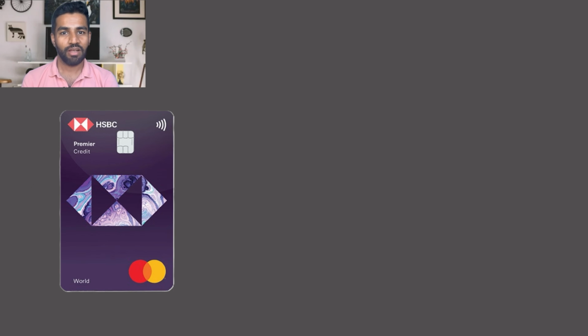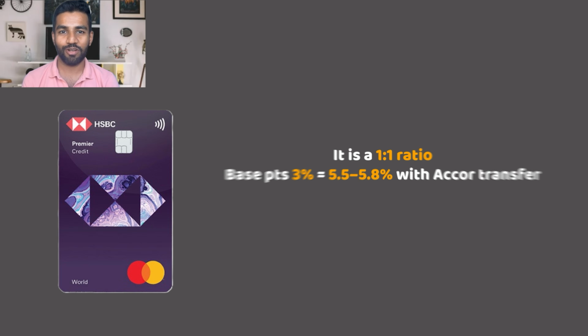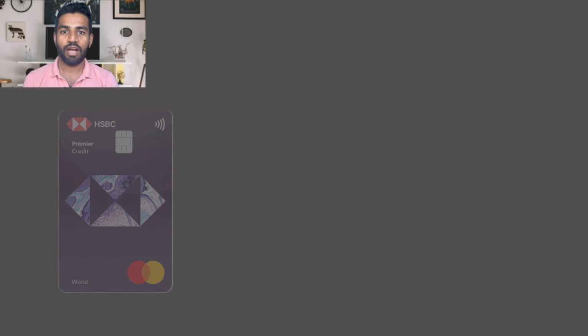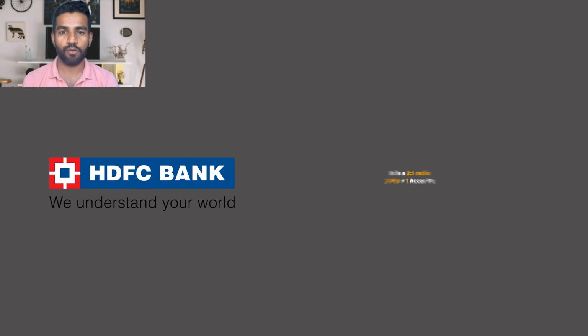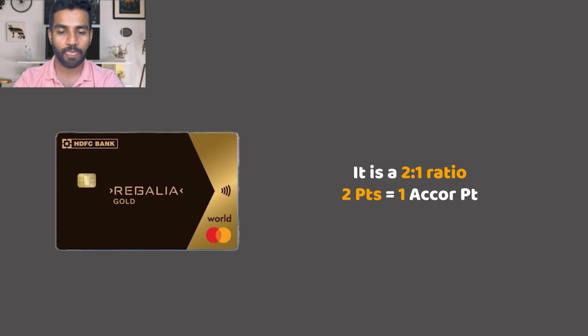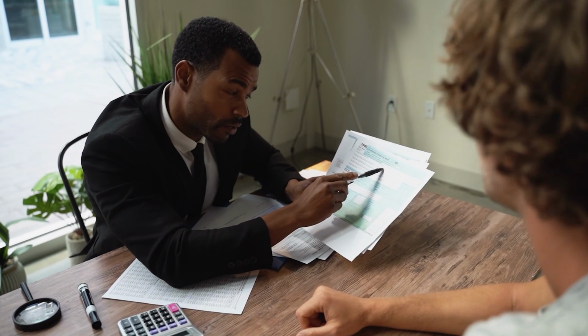In case of HSBC Premier, they have come up with a direct ratio of 1:1, which basically means when you get a base point of 3% on HSBC Premier, when you transfer to Accor, it can be roughly 5.5 to 5.8%. Apart from that, if you look at HDFC, it has a straightforward ratio of 2:1. So each two HDFC points, whether it is on Infinia or Diners Club or on Regalia Gold, will translate into 1 Accor point. Since 1 Accor point has the value of 1.8 to 1.9, which basically means you're doubling your reward rate. And when you're using your credit card effectively for your daily spends, which can be in the form of shopping, grocery, insurance payment, these points you accumulate on Accor can be used for redeeming on your luxurious 5-star stay. Isn't it amazing?